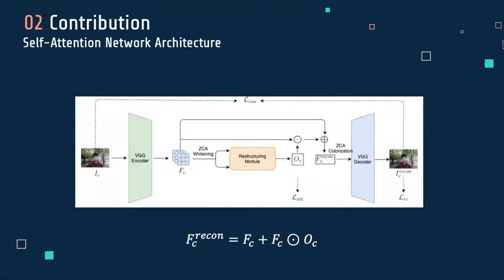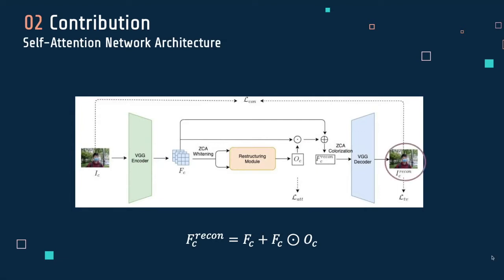To train the self-attention module, we extract the feature map. We use the restructuring model to generate a residue O, which is element-wise multiplied with the original feature map and added to the original feature map. So the reconstruction result is then decoded to the original image. This network is trained to minimize the distance between the original image and the restructured image.